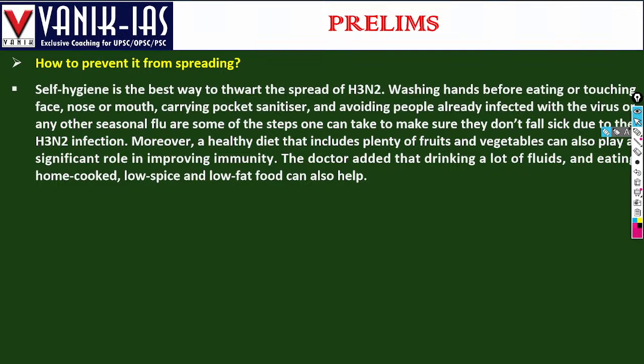Self-hygiene is the best way to thwart the spread of H3N2. Washing hands before eating and touching face, nose or mouth, carrying pocket sanitizer, and avoiding people already infected with the virus or any seasonal flu are some of the steps one can take to make sure they won't fall sick due to the H3N2 infection. Moreover, a healthy diet that includes plenty of fruits and vegetables can also play a significant role in improving immunity. The doctor added that drinking a lot of fluids and eating home-cooked, low-spicy and low-fat food can also help in controlling this to some extent. Fine.